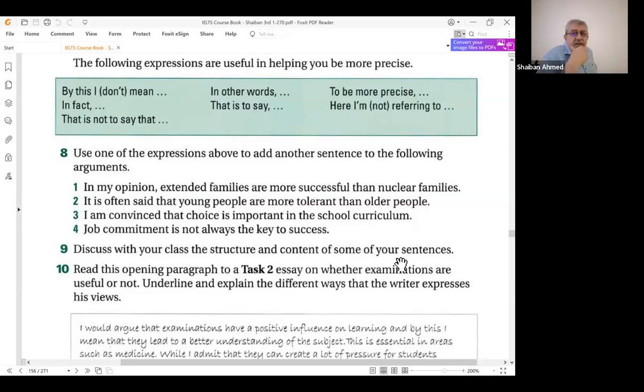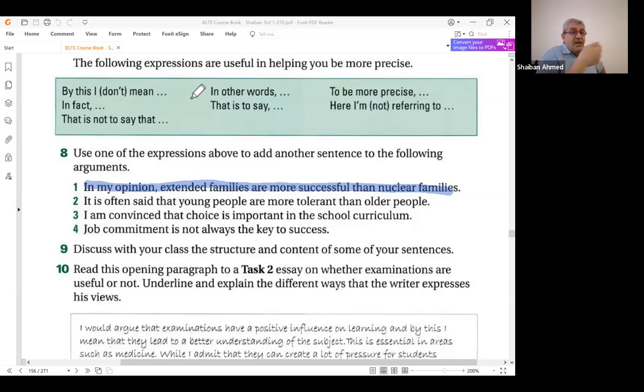He says here, extended families. Extended means big families. Nuclear families means small families. Do you think which is more successful, extended or nuclear families? So, giving his what? This is his opinion. In my opinion, extended families are more successful. Now you have to explain it.